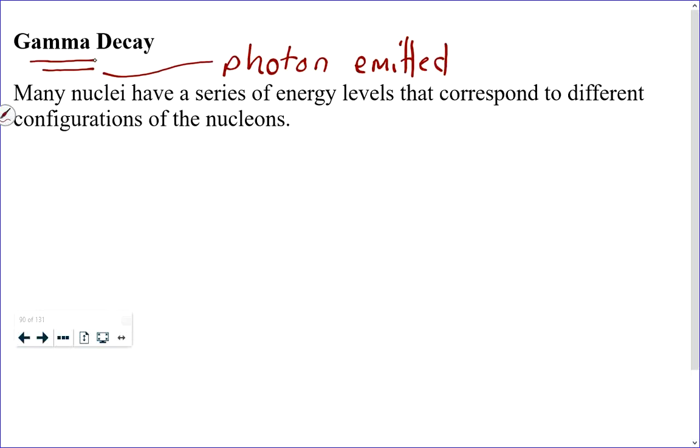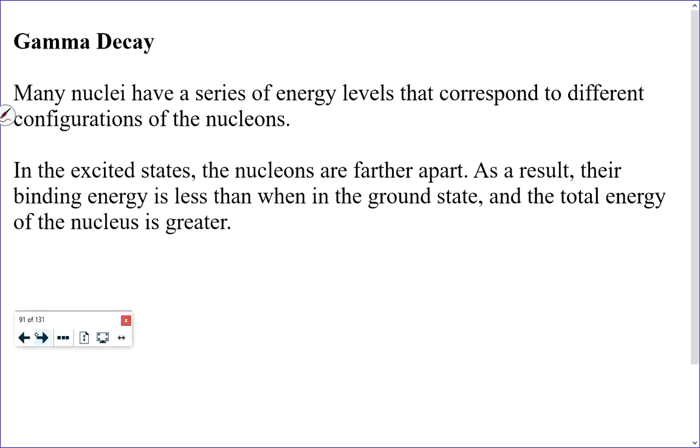Well, in a nucleus, you have a whole bunch of protons and neutrons that are separated by certain distances. They're not touching each other. They're separated from each other. And sometimes the way they're arranged is not very efficient. It's not very stable. So they will rearrange and move closer together. And they become more stable. And if something becomes more stable, it emits energy.